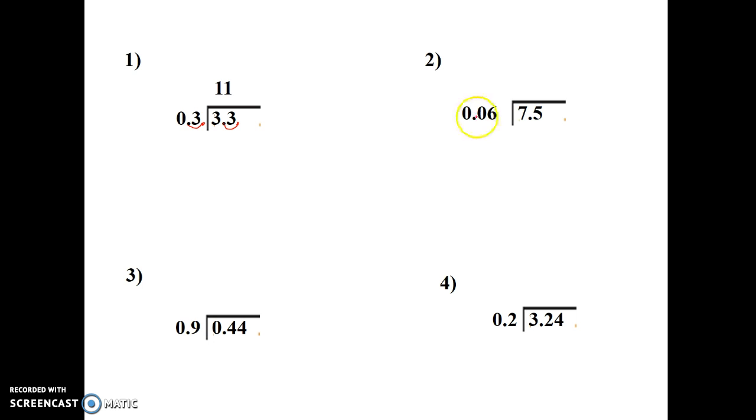If I were to rewrite number 2, I would have gotten 750 divided by 6, which gives me 125. When you rewrite number 3, you should have gotten 4 4/10 divided by 9, which gives you 48 hundredths with just the 8 repeating. And for number 4, when you multiply both the divisor and dividend by 10, you should have gotten 32 4/10 divided by 2, which gives you 16 2/10.